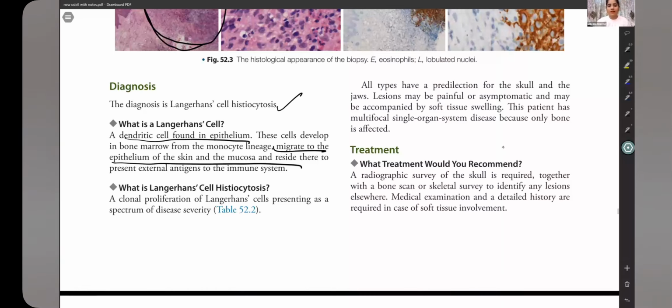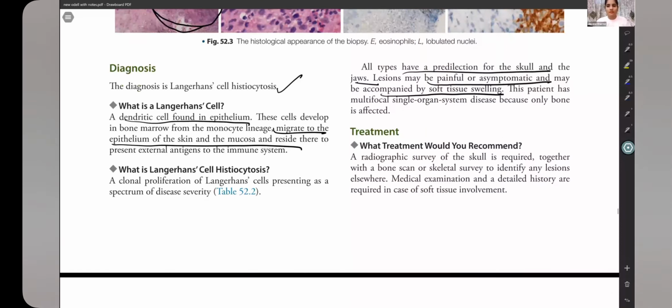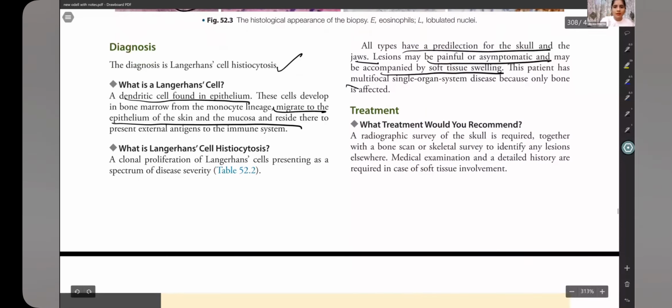A clonal proliferation of Langerhans cells presenting as a spectrum of disease severity. All types have a predilection for the skull and jaws. Lesions are painful or asymptomatic and can also accompany soft tissue swelling. The patient has multifocal single organ system disease because only bone is affected, no other organs are involved. So he has multifocal, meaning multiple swellings, but only a single organ is involved.